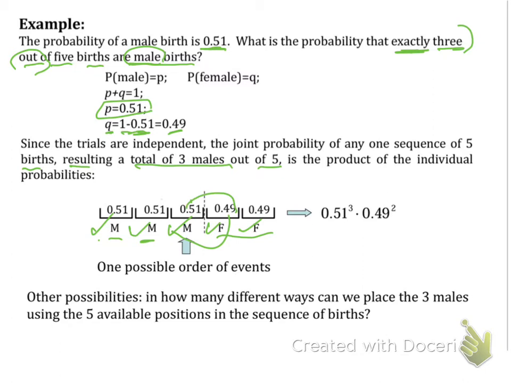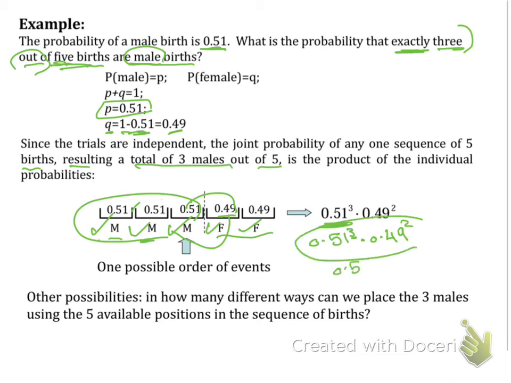So the probability here, because the male has 3 chances, in a different arrangement, will be 0.51, the probability of male, to the power 3, times the probability of the complementary, which is 0.49, to the power n minus k. How many times did I repeat? The total number is 5 births, so 5 minus 3 equals 2. So it will be 0.51 to the power 3 times 0.49 squared, which is this part.